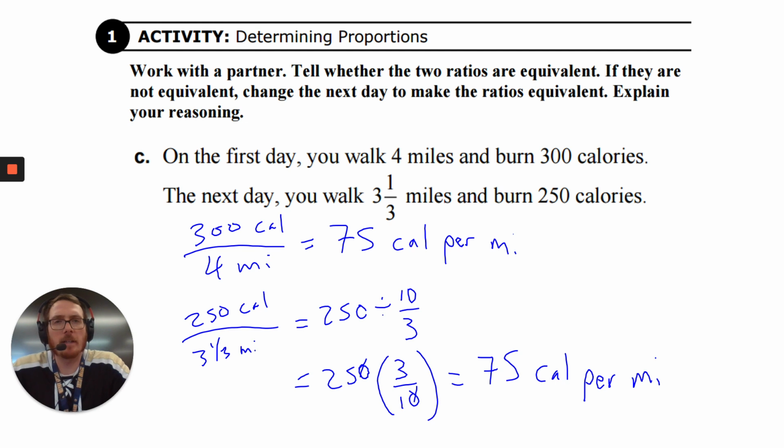On this next one, it could be calories per mile or miles per calorie. Probably calories per mile because you're going to say how far you're walking every mile. 300 divided by 4 would be 75 calories per mile.